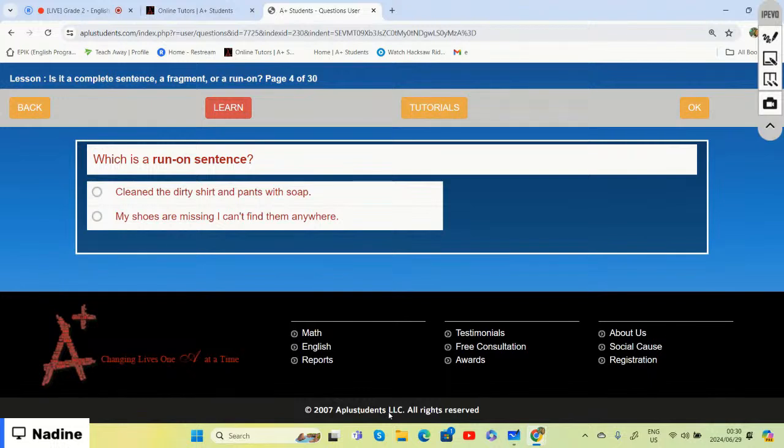So a run on sentence. Remember, we said a run on sentence is basically two sentences within one sentence, but it should have been standing on its own, right? Which means that the two sentences within that one sentence should have been standing on their own. So the first one says clean the dirty shirt and pants with soap, or the second one says my shoes are missing. I can't find them anyway.